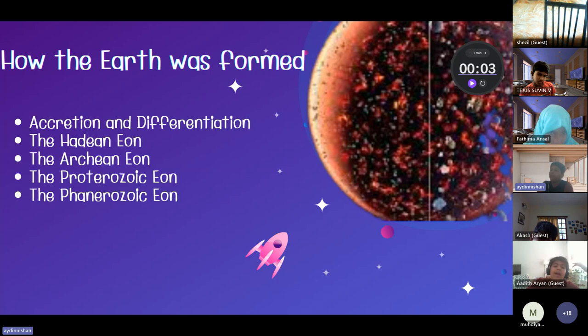The next one, Phanerozoic Eon. The Phanerozoic Eon is the most recent eon in Earth's history, spanning from approximately 541 million years ago to the present day. This eon is characterized by the diversification of life and formation of the continents as we know them today.